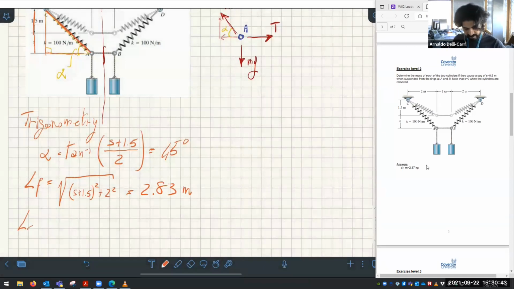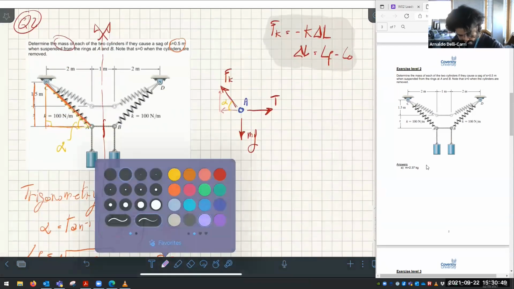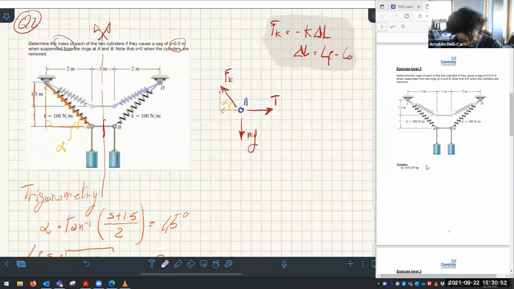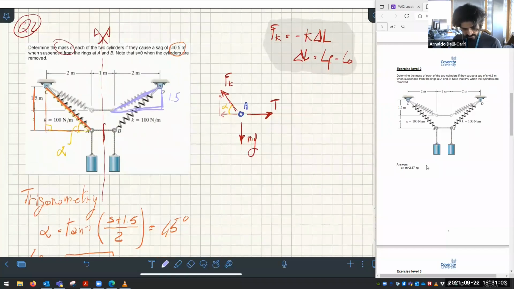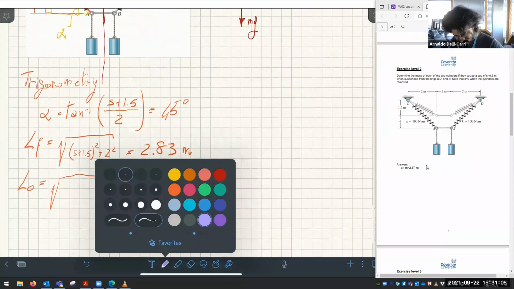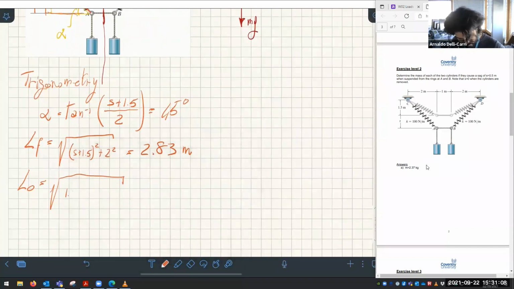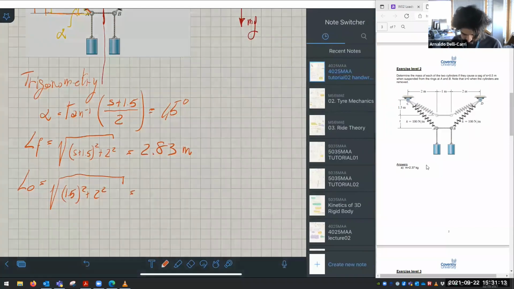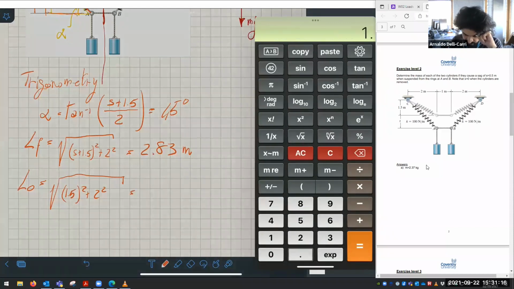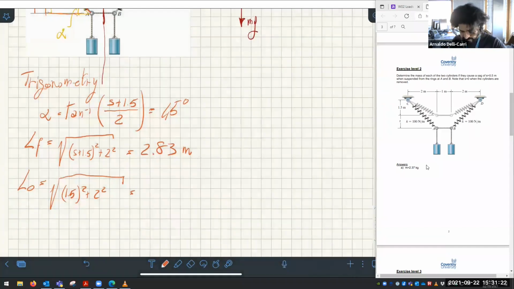And the original length of the spring is the square root of, so we are looking at this one now. We know that this is still 2, and this is 1.5. So this is 1.5 squared plus 2 squared equals, under square root, 2.5.